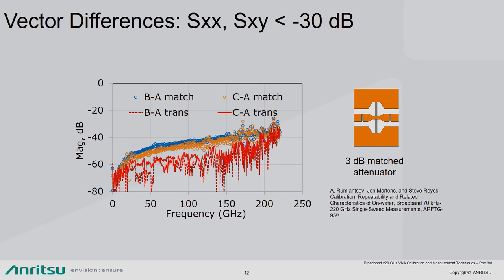And so these are the vector differences for S11, those are marked as match, and S21, marked as trans. We observed the maximal vector difference for traces B and C versus the first trace A is at minus 30 dB for both transmission and reflection parameters. The deep match conditions, the trace match where we measure very small quantities, represent the worst case.